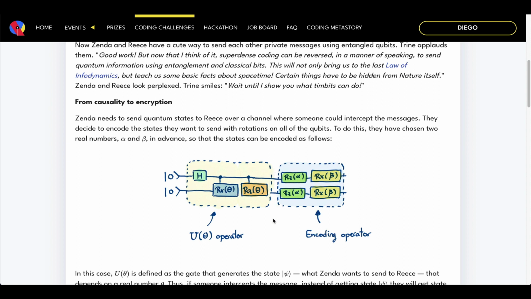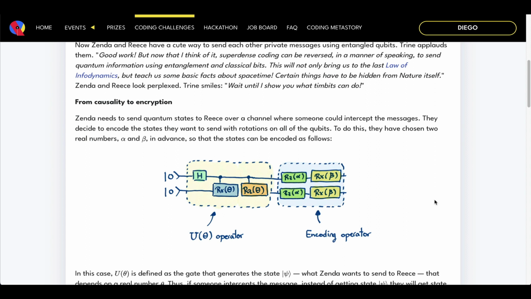And then after preparing the state, they want to send it to someone. But they don't want that state to be intercepted. So they want to encode it using the following circuit that consists of RZ and RX gates with some angles of alpha and beta. So the idea here is that only the person that is intended to receive it, who will also have those angles, could apply the transpose conjugate of this encoding operator to decode the state.